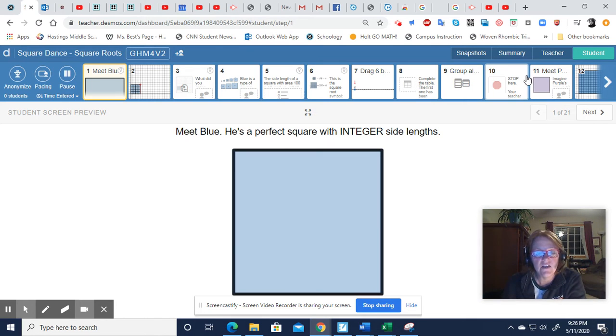10 slides. So you'll start with this first screen. There's nothing to do here. It just says, meet Blue. He's a perfect square with integer side lengths. Integer meaning a whole number that could be positive or negative, but we're measuring, so we're going to call it positive in a sense. Okay, so whatever this is, it's a square, so maybe it's 3 by 3. Maybe it's 10 by 10. We don't have all of the grid drawn in there, so we don't know yet.